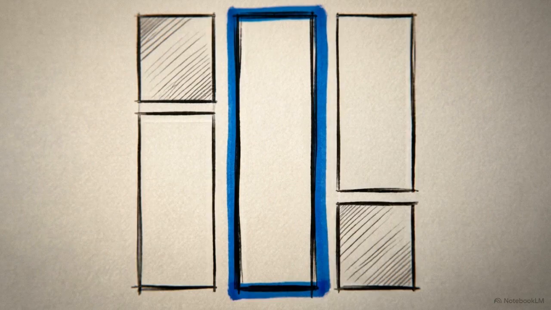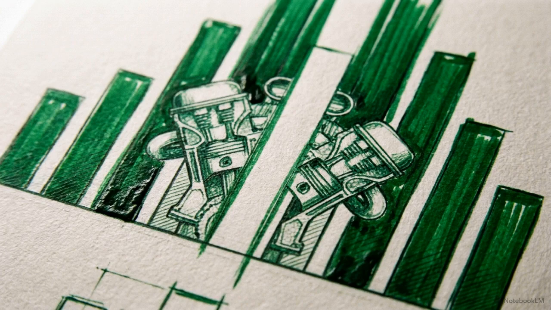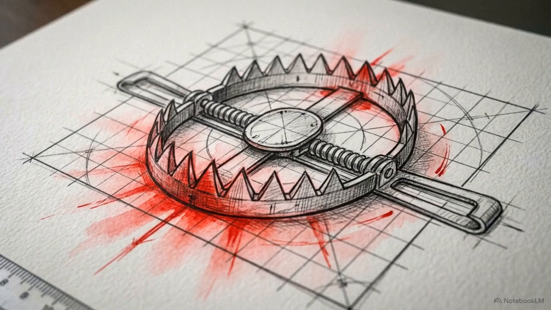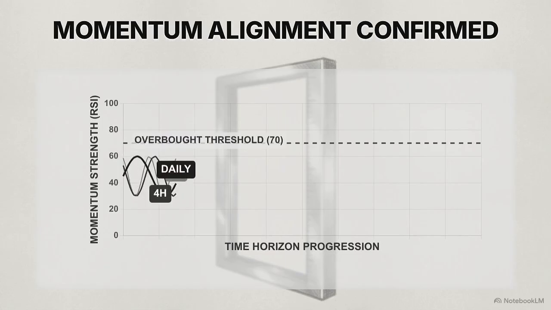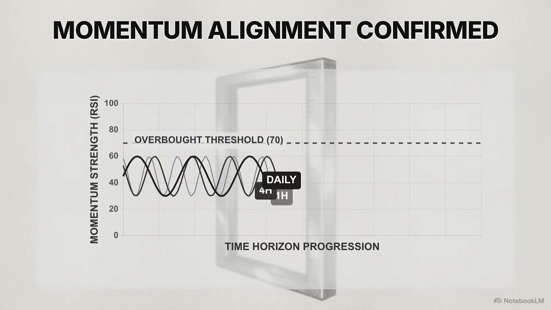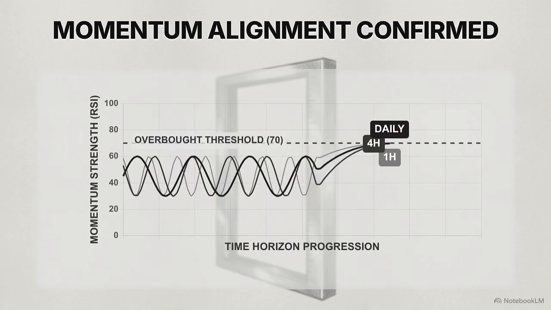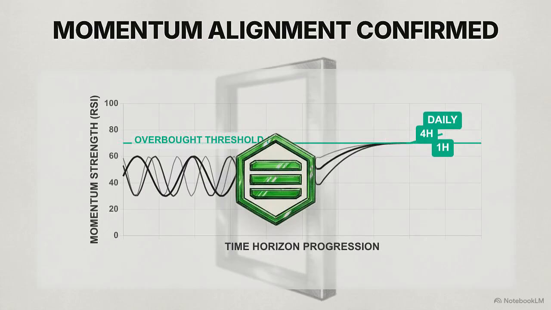The software doesn't move just because it sees an empty space. It has to be sure the move has enough energy to be real. Without that proof, the system could be stepping into a trap. To verify energy, the system uses a strength meter. It tracks price speed from 0 to 100 across 3 time horizons simultaneously. When the daily, 4-hour, and 1-hour readings align at once, the computer confirms consistent momentum.